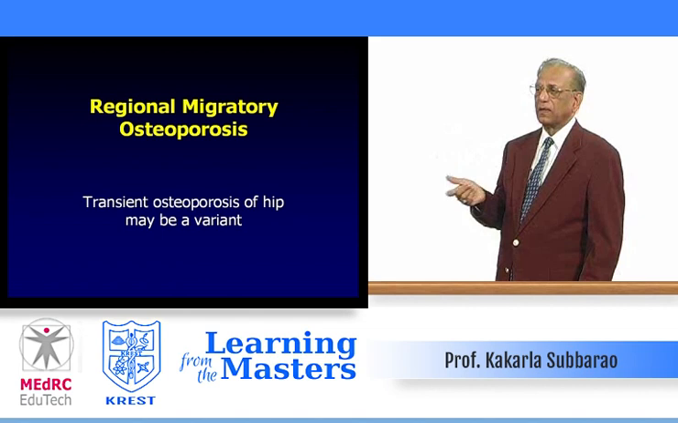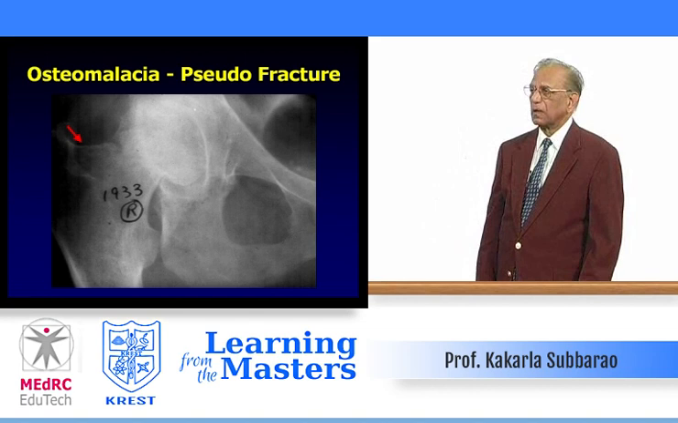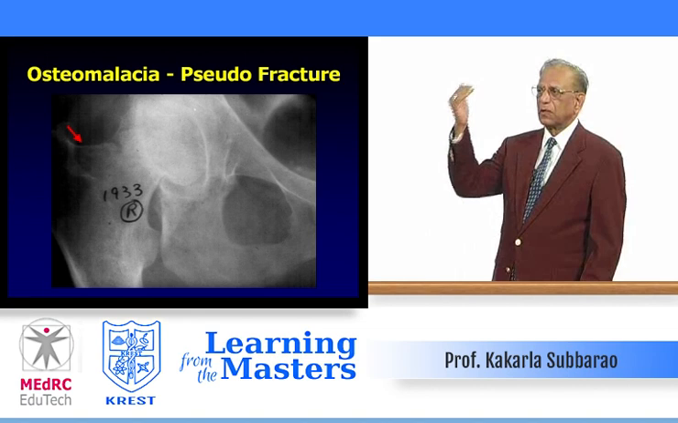There is another variant. Occasionally the patient gets pain. You see the osteoporosis; it can occur in children or adults. In pregnancy it can occur. But once you recognize it, you keep the patient under conservative treatment, and it will spontaneously disappear and come to normalcy. We have already mentioned the osteomalacia and pseudofractures in the neck of the femur. Note the ground glass appearance of the bones due to osteomalacia.